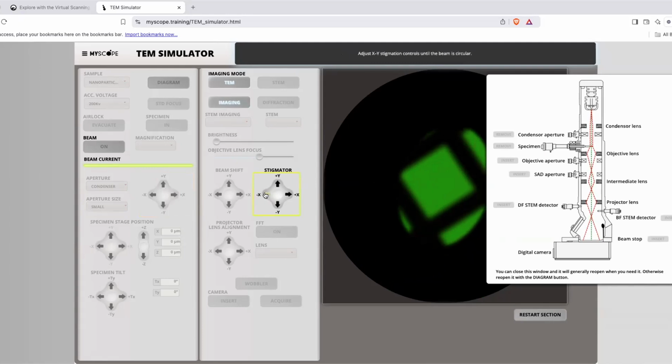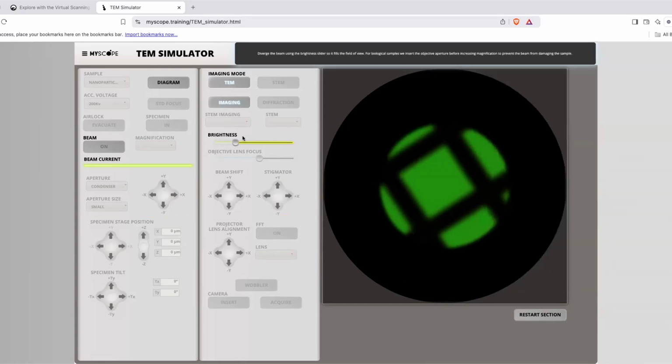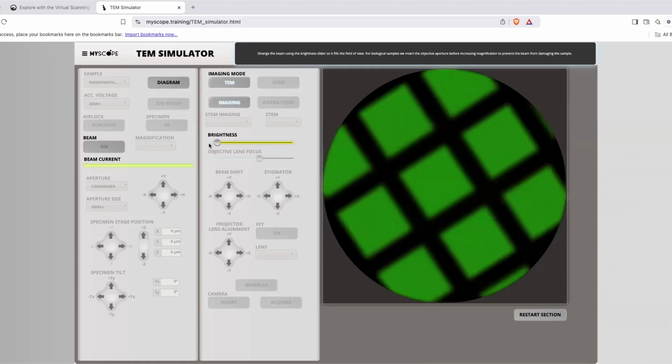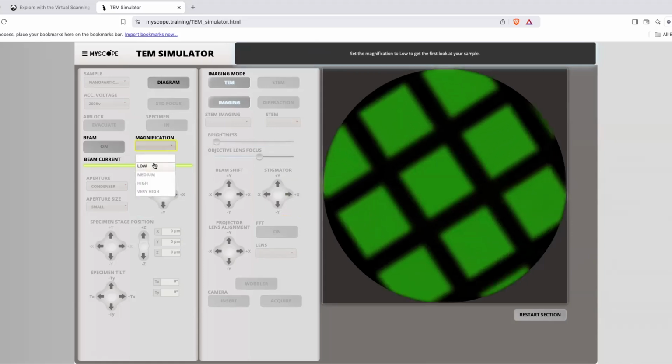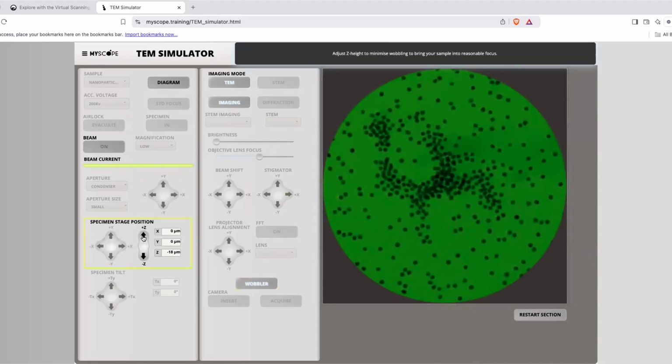Now, if you click in the wrong direction, it becomes worse. You have to make it circular by clicking this. Yes, now it is circular. Now increase the brightness and spread the beam. Choose a low magnification, and we start to see. We also have to make sure the sample is not moving too much. That's what we call a wobbler, and you have to minimize this movement. Now the sample is stable.